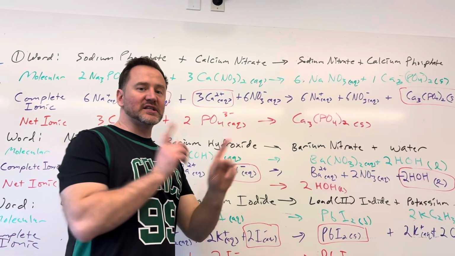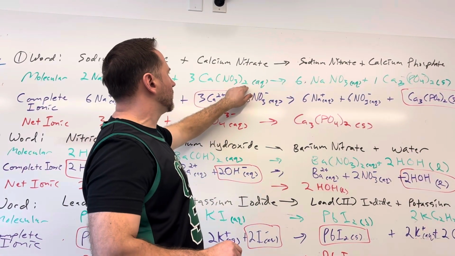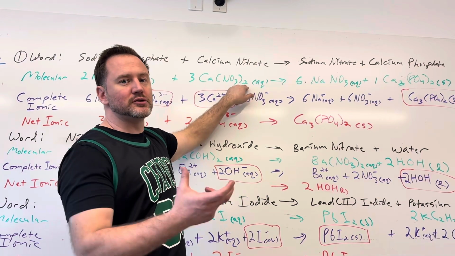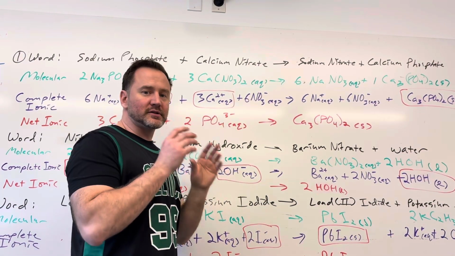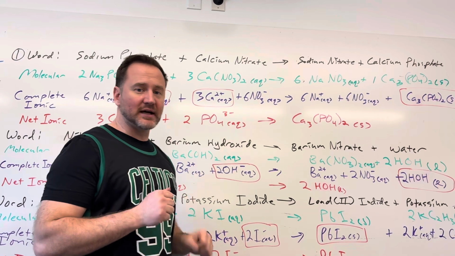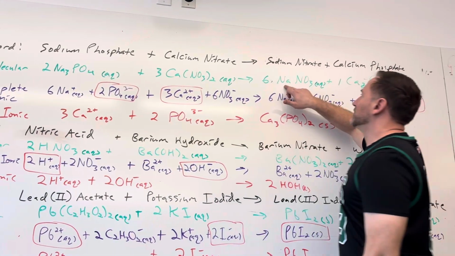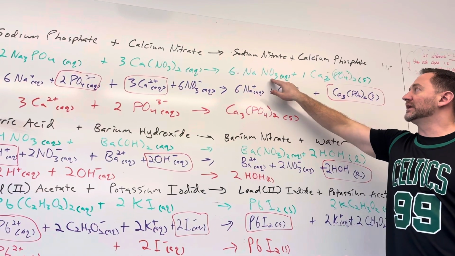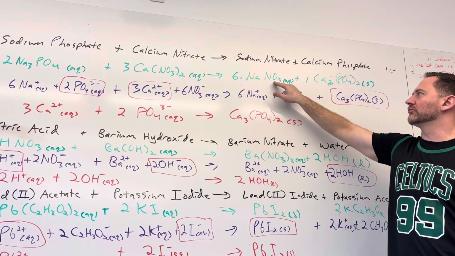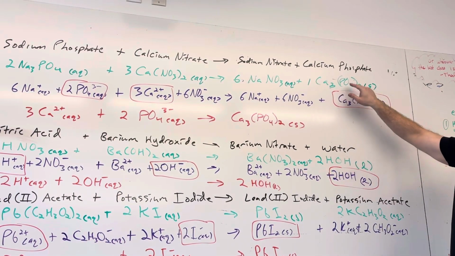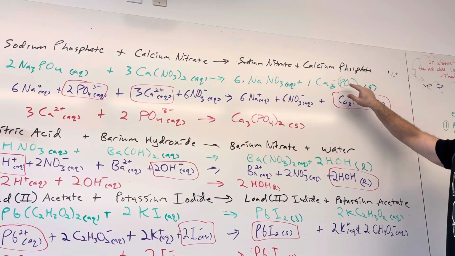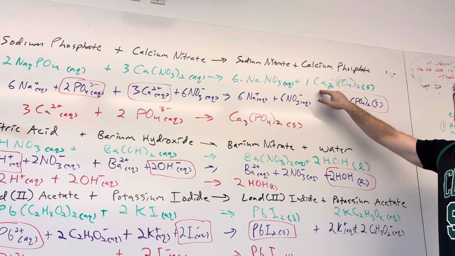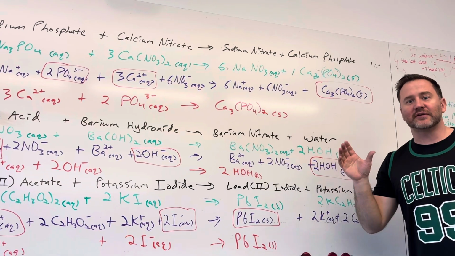Now, once they switch, notice I don't carry over this subscript 2 saying there's 2 nitrates, because for the products, we're going to make the formulas based entirely off the charges. So sodium nitrate, sodium's +1, nitrate's -1, it's a 1-to-1 ratio. Calcium's +2, phosphate's -3, so you're going to have 2 phosphates for every 3 calcium. So again, formulas are based off the charges.